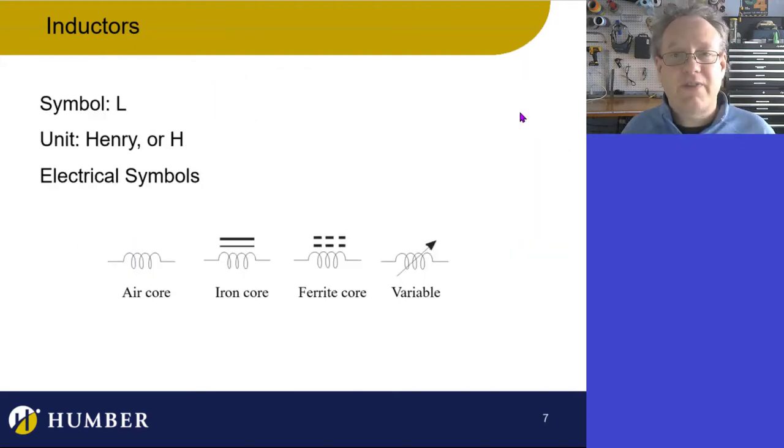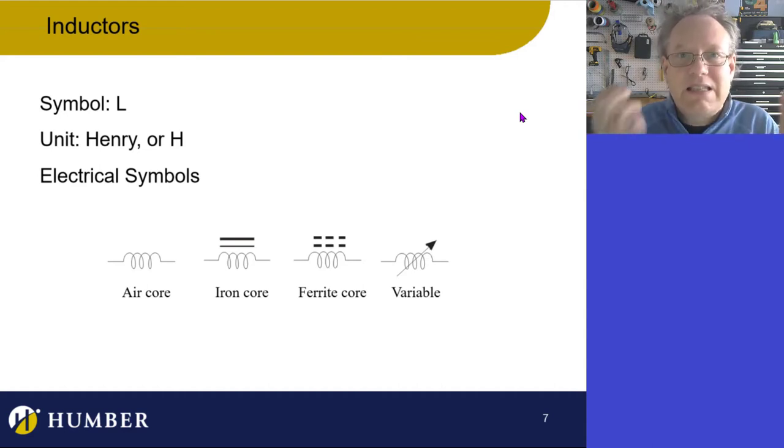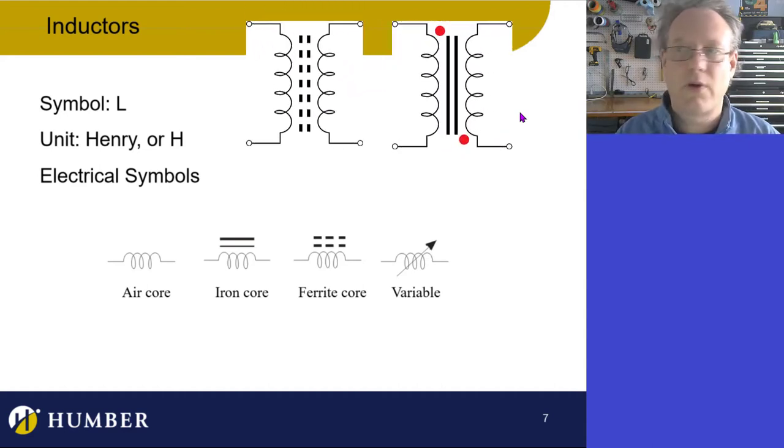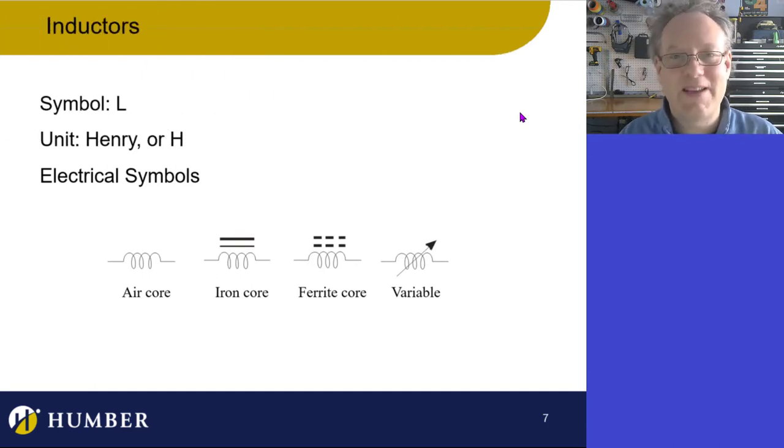So these are the different kinds of symbols we use for inductors. And then we've got our air core, our iron core, and our ferrite core. The same symbols are used for transformers. Anyway, the same things are used. But I'm going to add one here and just put an arrow through it. And if we put an arrow through anything, it means it's adjustable.